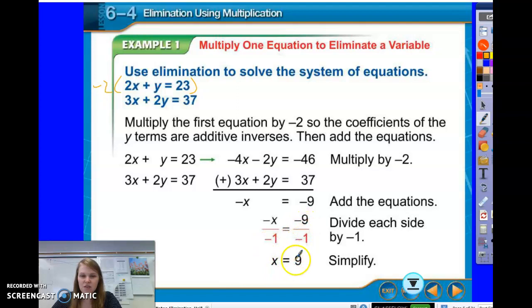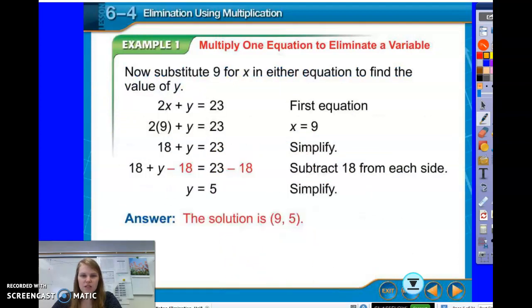Once you have this positive 9, you can plug this back into either one of your equations, or this one if you want. Plug it back in and solve for y. So that's what they did next. They plugged in the 9 for this first equation, and you end up with y equals 5. So 9 and 5, this is your solution. It should always be written in parentheses with a comma there as well. So this is an ordered pair, otherwise it's just two random numbers sitting next to each other, but make sure it's parentheses 9, comma 5, end parentheses.